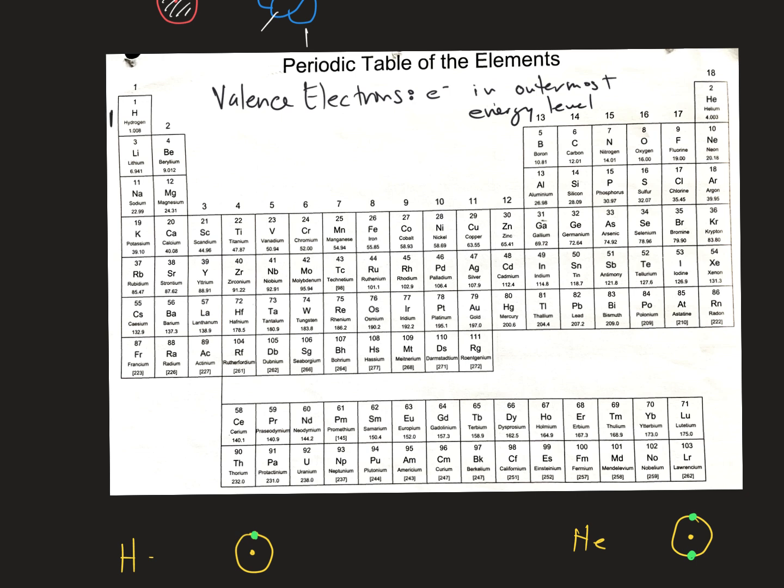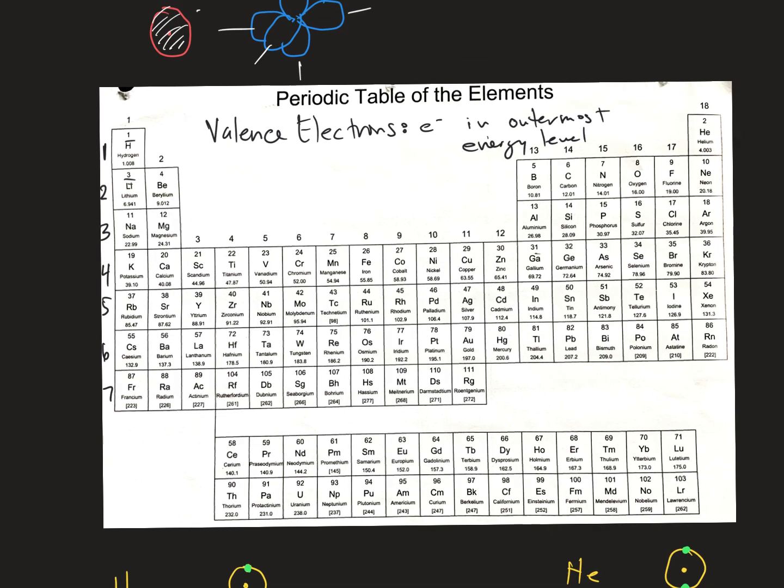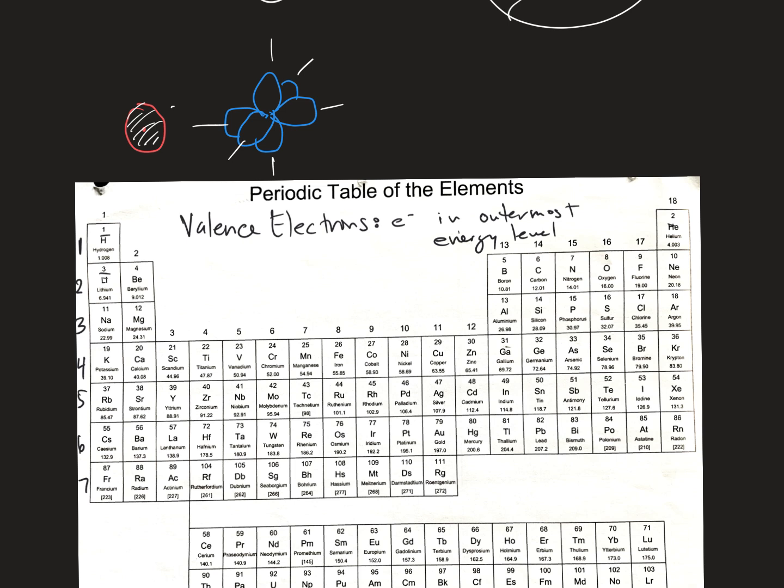Here's energy level 1, 2, 3, 4, 5, 6, 7. So lithium is in energy level 2. But not all electrons of lithium are on energy level 2. The first 2 are on energy level 1. So we can kind of look at this as the electron table for a minute, right? And these are all in number order. So the energy level says how many circles are on the atom. That's right.